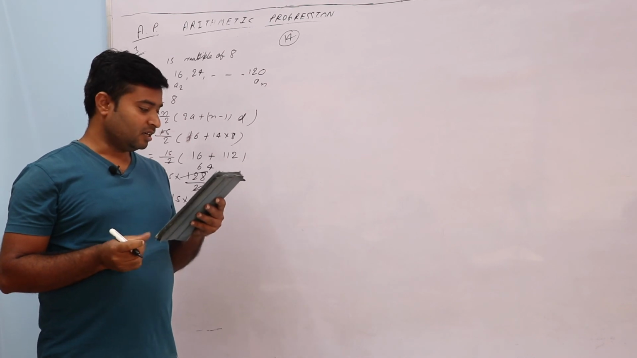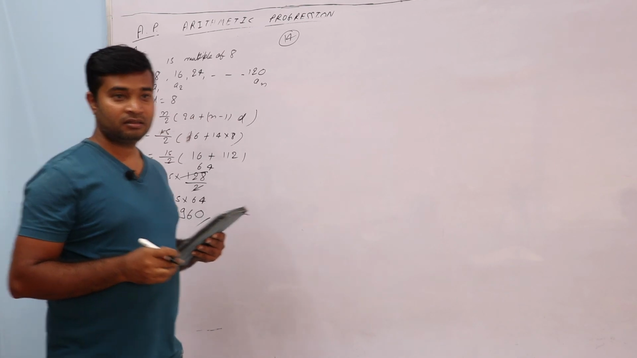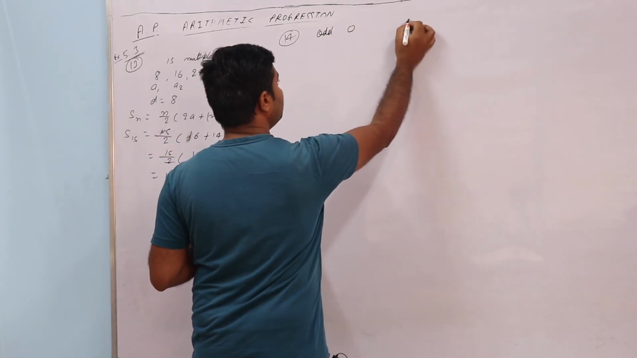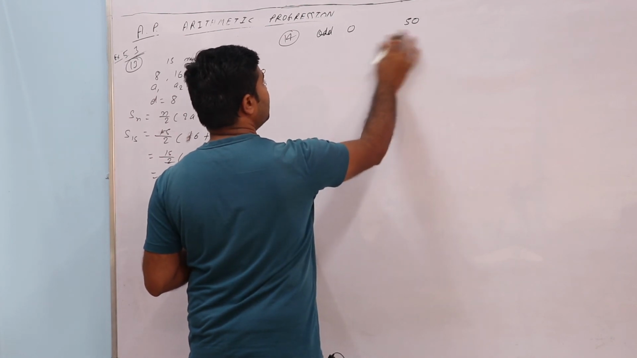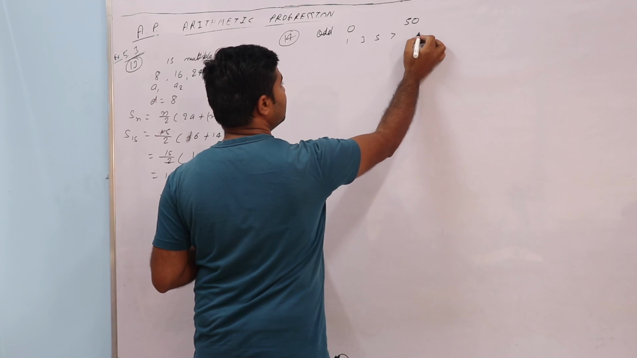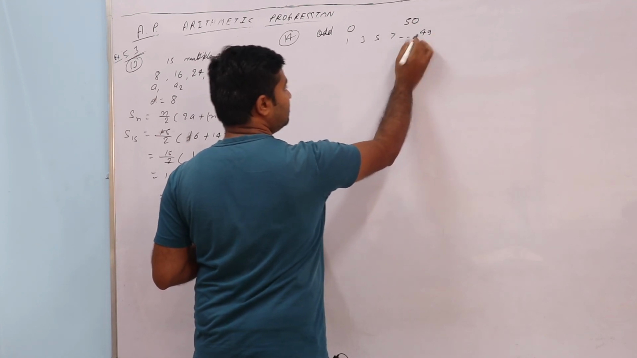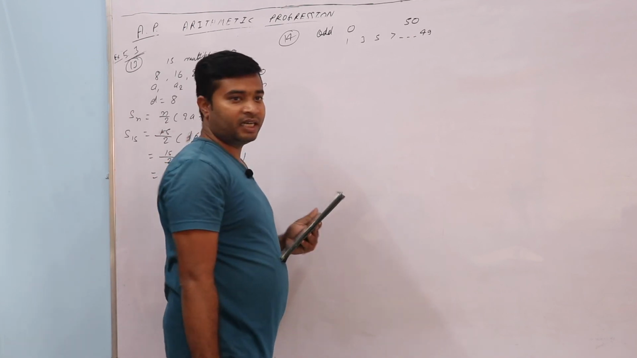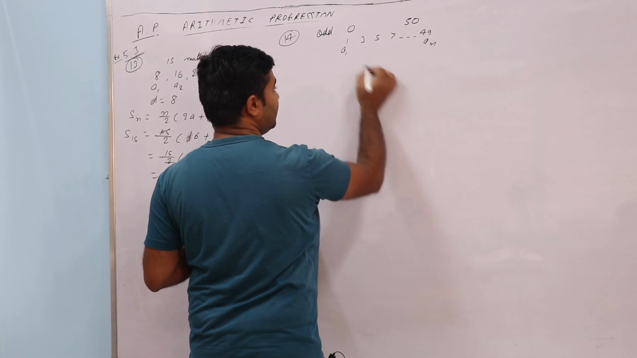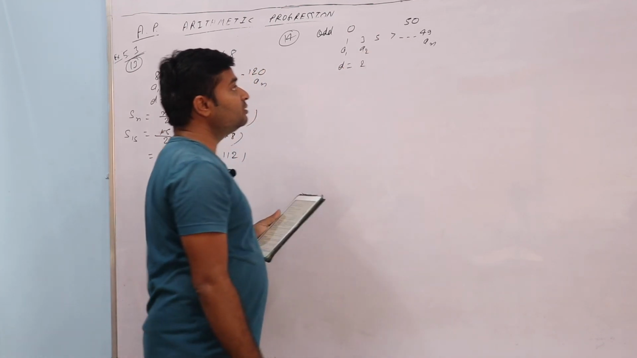Question number 14. See here. Find the sum of all odd numbers between 0 and 50. So odd numbers: 1, 3, 5, 7, and 50 is an even number, so till 49. This is your A1, this is your An. D is equal to 2.